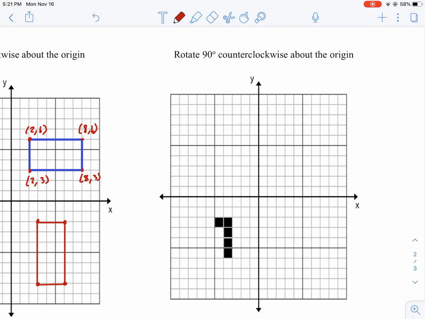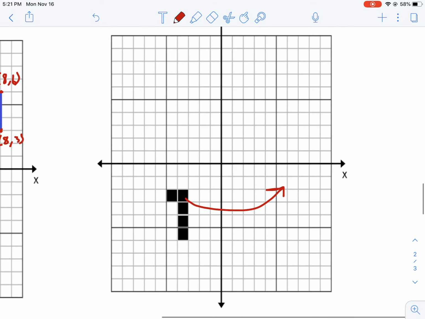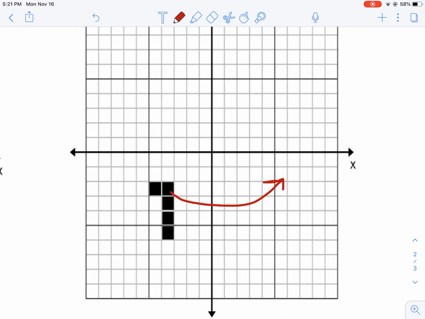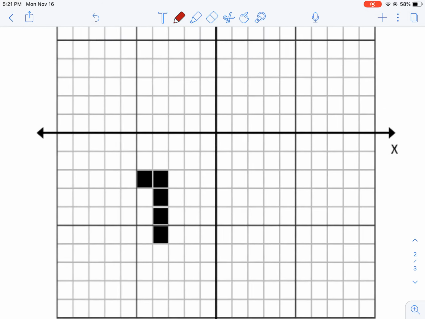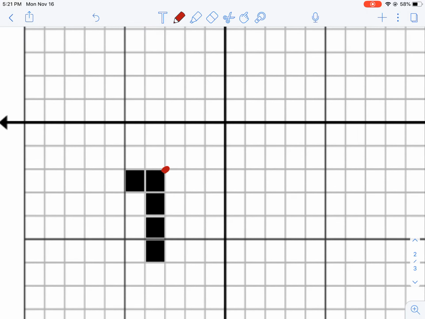Another one, so 90 degrees counterclockwise. So think about the hands of a clock. All right, counterclockwise is going to be this way. It's moving to the right against the hands of a clock. So again, we need to flip x and y. I'm going to actually look at the coordinates here. I think with rotations, you need to look at the coordinates the most.